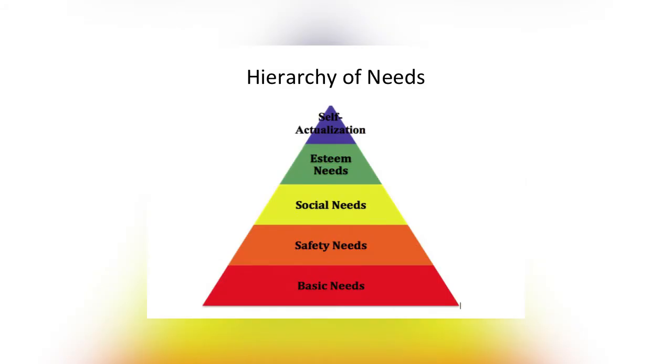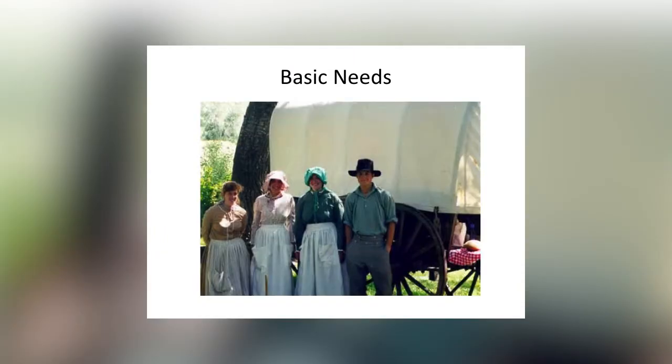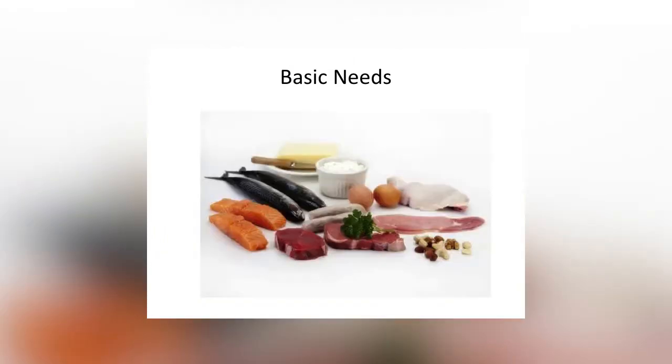Well, I'm sure everyone has seen this hierarchy of needs. There's a lot of debate about how the order of needs are, but we can all agree that the first layer of needs is basic needs. And basic needs are exactly what they say they are: basic clothing, nutrition, and shelter.